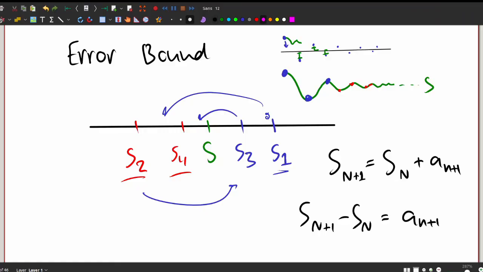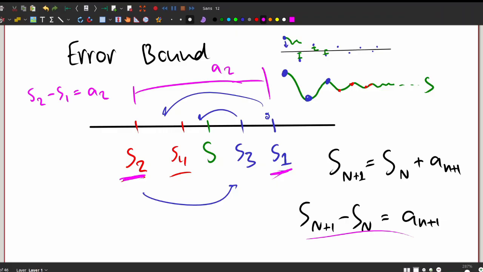Let's look back at our graph. So we went from an overestimate to an underestimate by going from S of 1 to S of 2. And now, from this equation, we know that the difference between S of 2 and S of 1 is actually equal to a of 2. So we can say that this difference over here is a of 2. Similarly, if we look at S of 3 and S of 4, we can say that S of 4 minus S of 3 is equal to a of 4. So that's this difference right here.